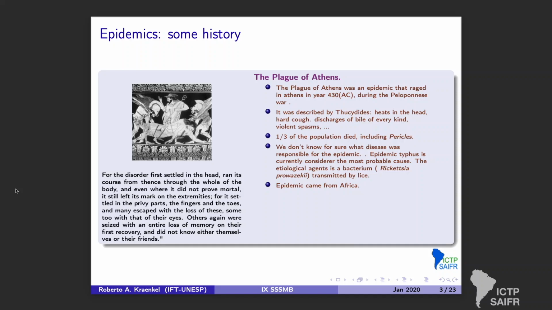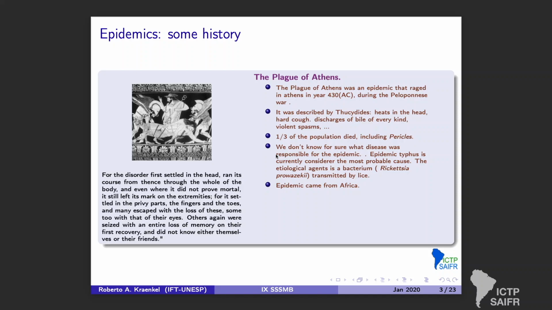People don't know for sure what it was. The most popular hypothesis is typhus, whose etiological agent is a bacterium transmitted by lice. And it came somehow from Africa through the Mediterranean, and from Egypt probably. Then you have this quotation here about how this disease acted. This is the first mention of an epidemic in Britain's history.